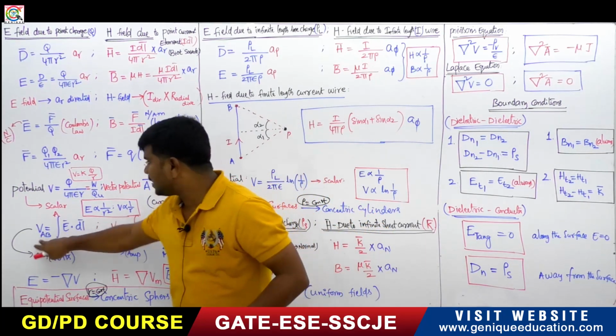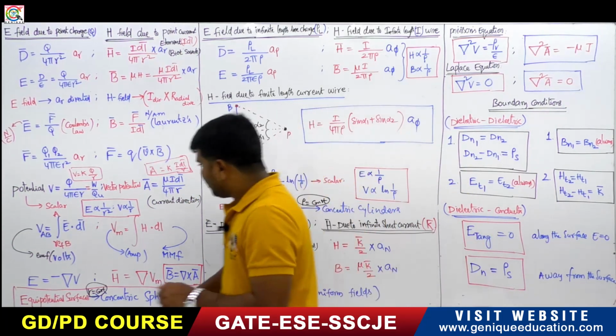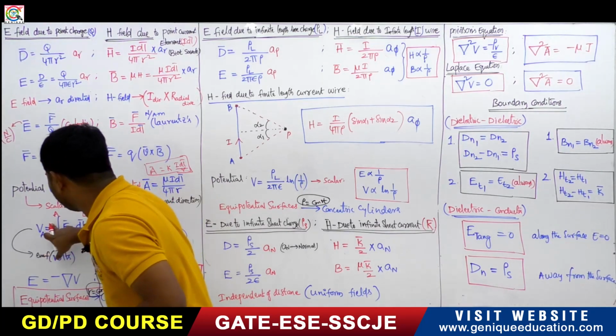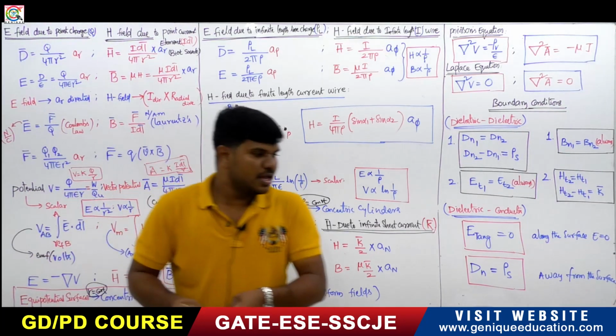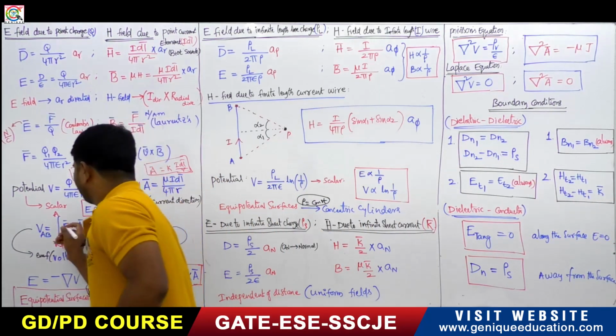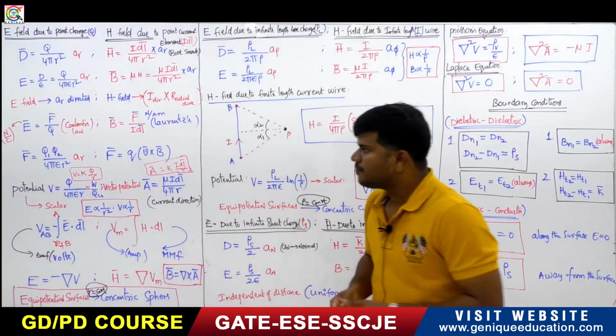Here the work done is also equal to minus integral E dot dl, right? Here it is minus integral E dot dl. You have to understand this. So this is called the potential.